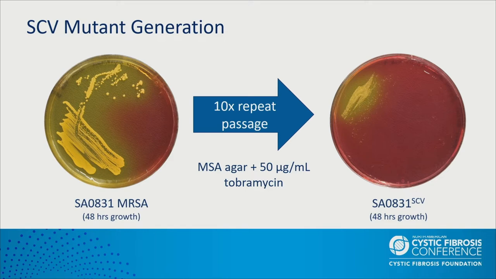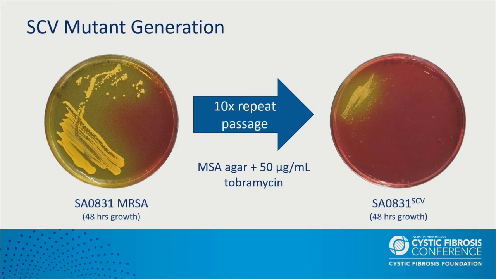We then passaged repeatedly with the drug tobramycin, which is an antibiotic that is typically treated as an inhaled therapy for 30 days for Pseudomonas aeruginosa. And this would replicate a context in which both of these pathogens would be co-infecting the lung, a patient would be receiving tobramycin, and that tobramycin would then come into contact with the staph.